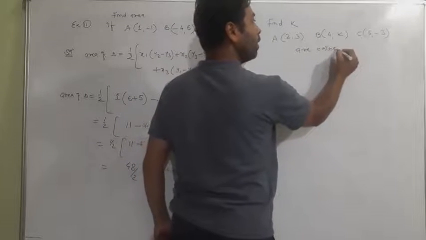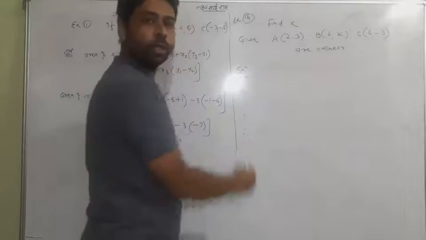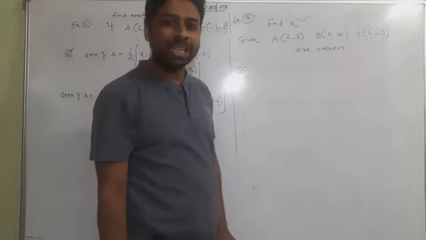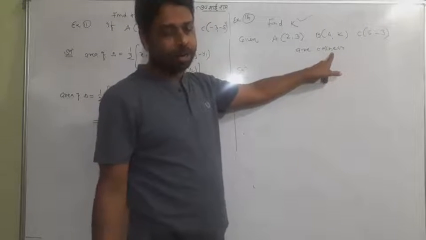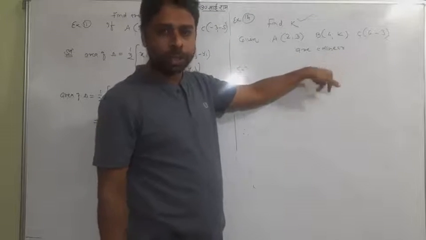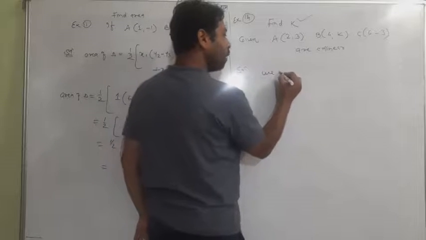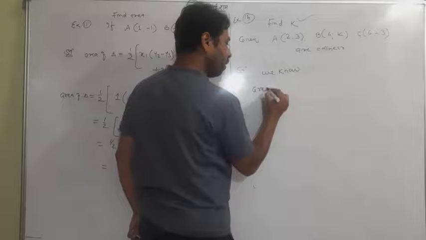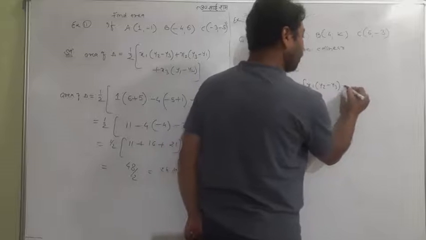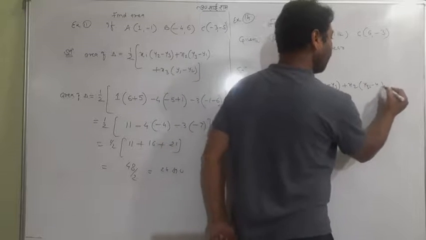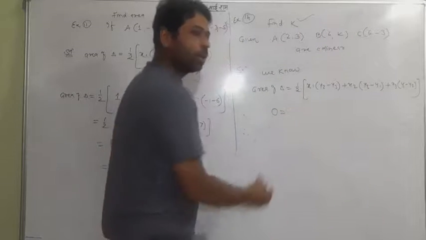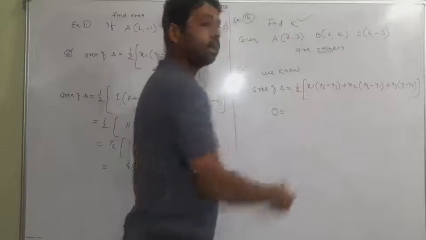You know, it's a very easy question again. Solution: how to go with this question? When points A, B, C are collinear and we want to find the value of k, I taught you recently that whenever points are collinear, the area of the triangle is 0. So we will find the area of the triangle, take it equal to 0, and find the unknown quantity k. We know that the area of the triangle is equal to half of x1 (y2 - y3) + x2 (y3 - y1) + x3 (y1 - y2). Now the area of the triangle is equal to 0, because the question says the points are collinear.